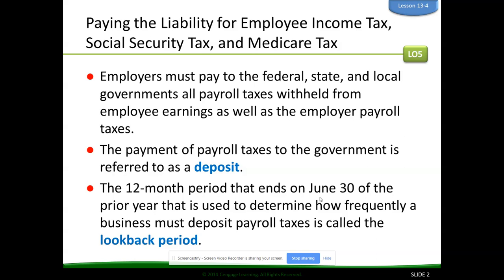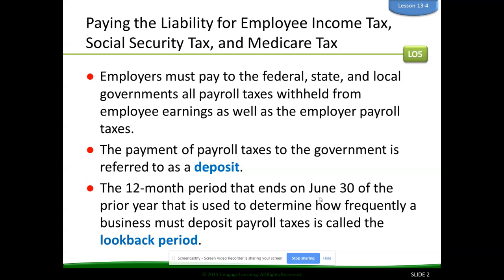Employers must pay to the federal, state, and local governments all payroll taxes withheld from employees' earnings as well as the employer payroll taxes. So the employer withholds the taxes and then they have to send them to the federal government. The payment of payroll taxes to the government is referred to as a deposit, and the 12-month period that ends on June 30th of the prior year that is used to determine how frequently a business must deposit payroll taxes is called the look-back period.